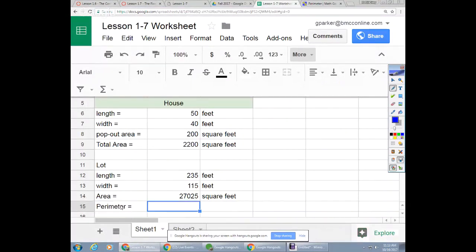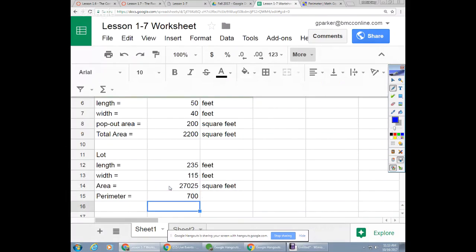So perimeter equals. It's a formula, so I have to start out with equals. In one version, the formula said for a rectangle, which the lot is, take 2 times the length plus 2 times the width. Enter. Now here, we're just adding up a bunch of lengths, so that's just in feet. If they were going to put a fence around the whole thing completely, they'd need 700 feet of fence.